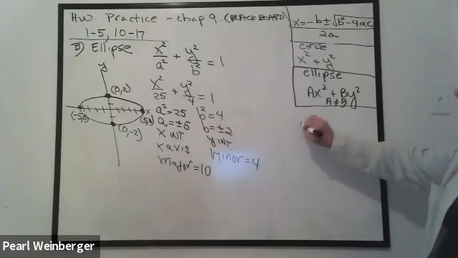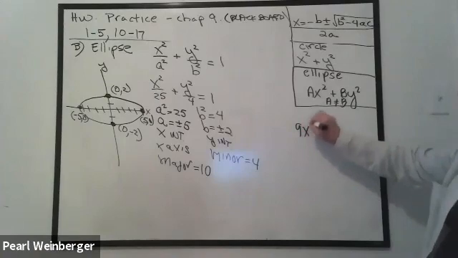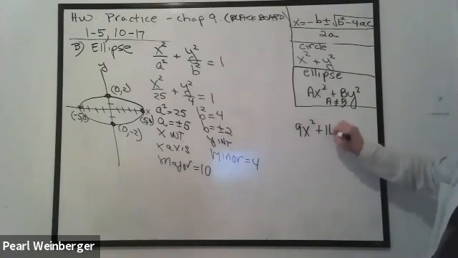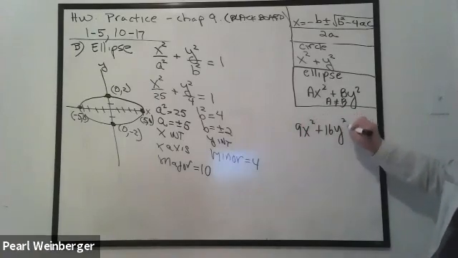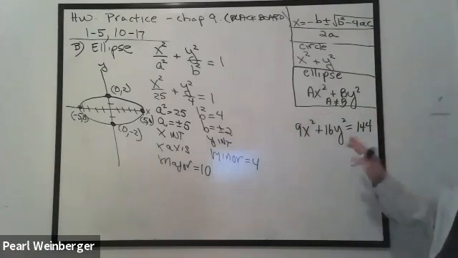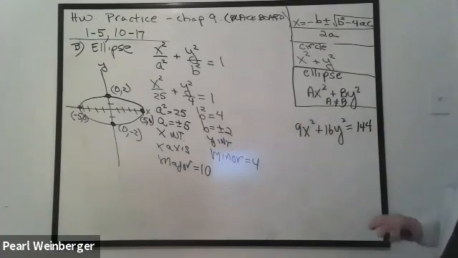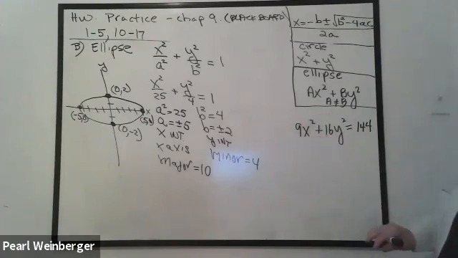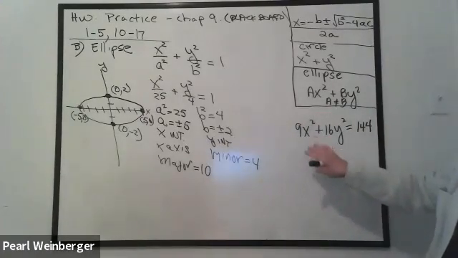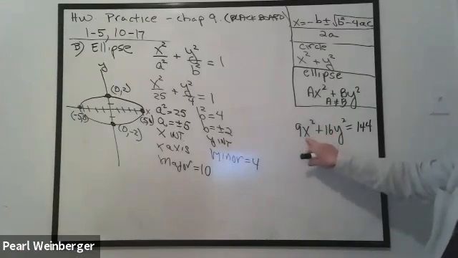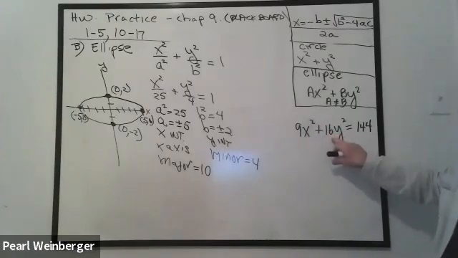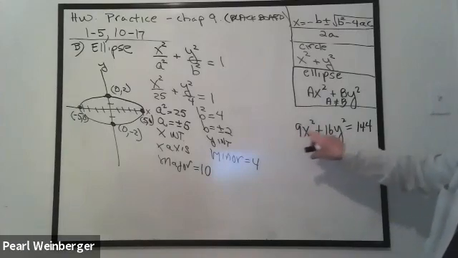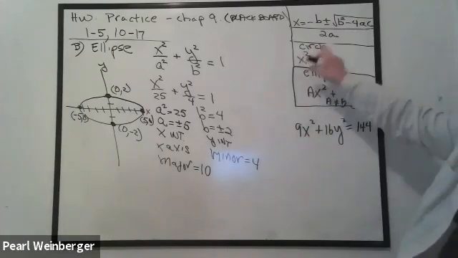Suppose I gave you 9x squared plus 16y squared equals 144. What if I gave you that equation and I said, I want you to draw the graph of this equation. And I know it has to be an ellipse because I see an x squared plus a y squared term, but the numbers in front of the x squared and the y squared are not just plain ones.